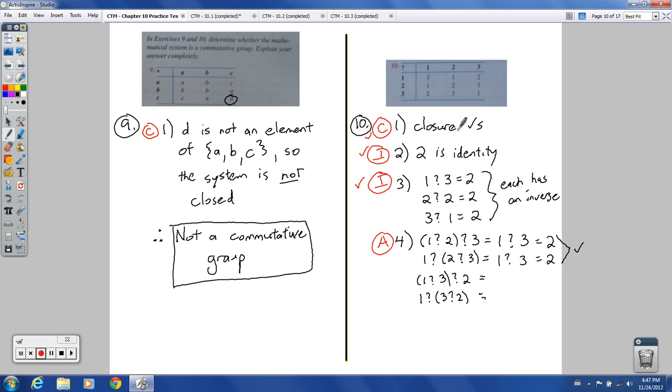So with this we get 1 question mark 3 is 2, and then 2 question mark 2 is still 2. And then here we have 1 question mark (3 question mark 2). We're doing that first. 3 question mark 2 is a 3, and then 1 question mark 3 gets me a 2. So these are the same. These match up. These are good to go. So we've done with 1 out in front. Now we would have to do 2 out in front. Then we would have to do 3 out in front.